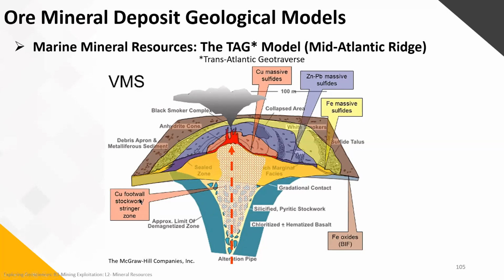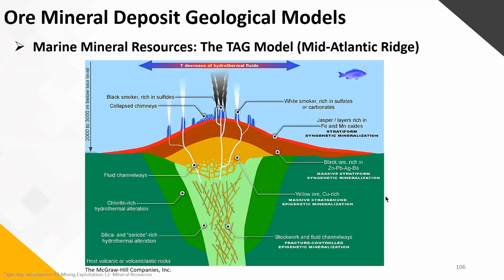In the proximal core area we have our copper footwall stockwork stringer zone, which has a silicified pyritic stockwork with chloritized, hematized basalt, and we have gradational contacts between the two. When we move up, we have our massive copper. If we move to a distal area, we have our lead zinc massive sulfides. To the lateral extents of it, we have iron massive sulfides, and we have the BIF, the banded iron formation.